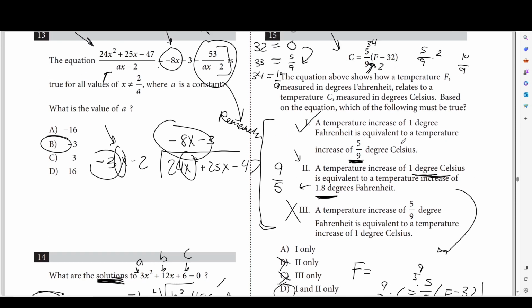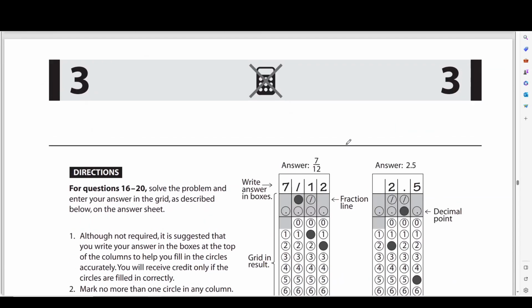The trick here was that maybe they thought that you would not rewrite this in terms of F, but here the variables are flipped around, right? So you need to rewrite this in terms of F to prove it true, right? So now we're gonna have to move on to the grid section, right?